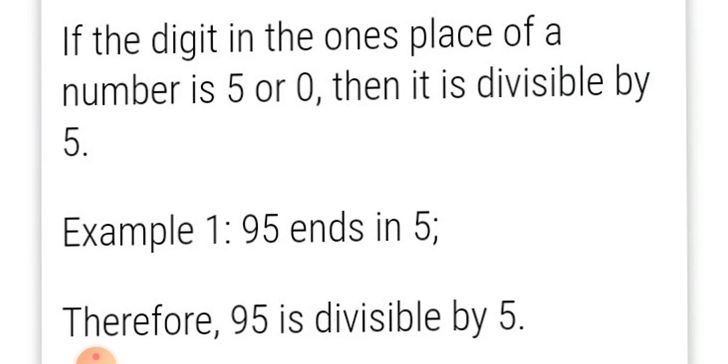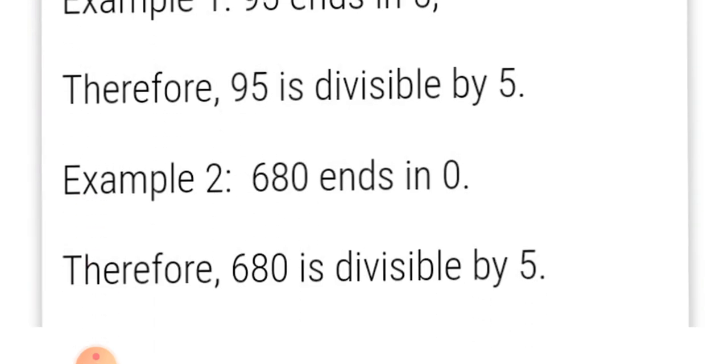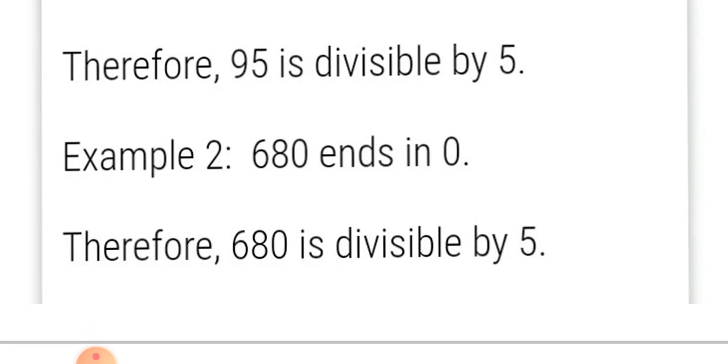Clear, children? Okay. Now look at another example. It is given here: 680. The number 680 ends in 0. Therefore, 680 is divisible by 5.